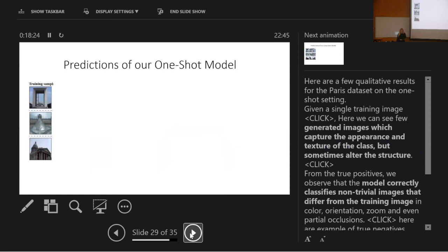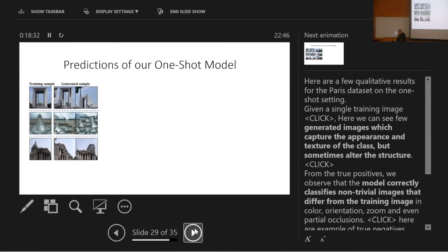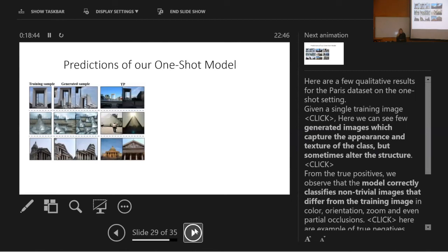Here are a few qualitative results for the Paris dataset in the one-shot setting. Given a training image, here on the right, we can see two generated images, which capture the appearance and the texture of the class, but sometimes alter the structure. And from the true positives, we observe that the model correctly classifies non-trivial images that differ from the training image in color, orientation, and zoom.